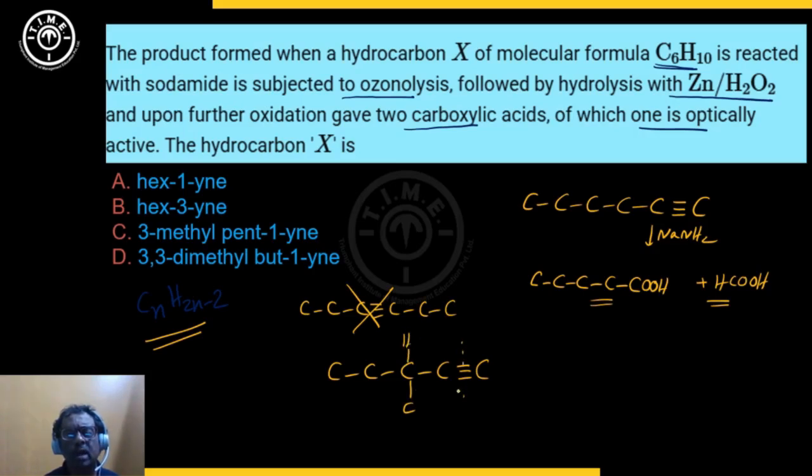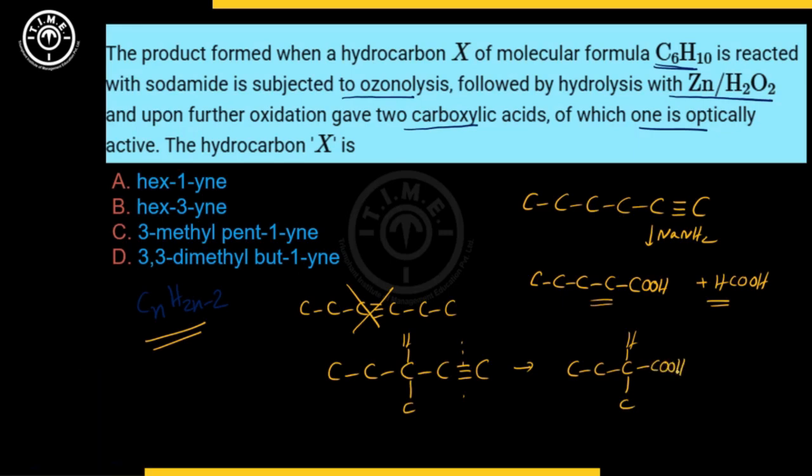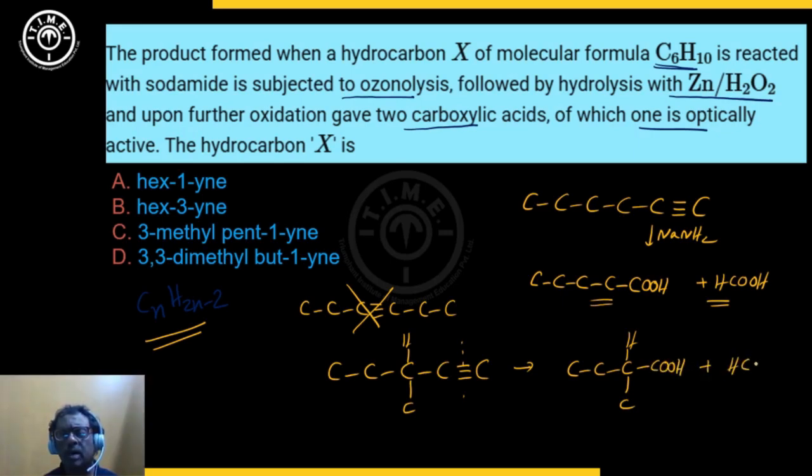This part will break. You get two carboxylic acids. So C, C, C, and a H and a C, and this will become COOH. And the other part is HCOOH, formic acid. Is this not chiral? This is chiral because it has got 4 different groups attached. So this is the one that is going to give us a carboxylic acid which is optically active and one which is not. What about the D bit? That also we will check.